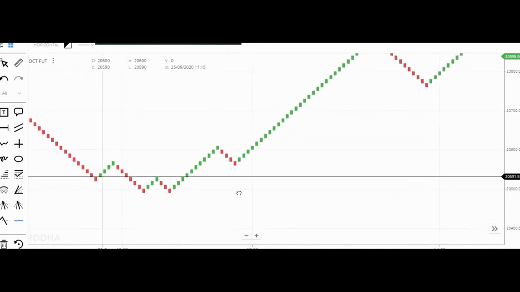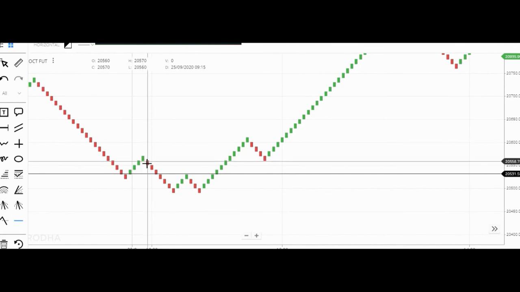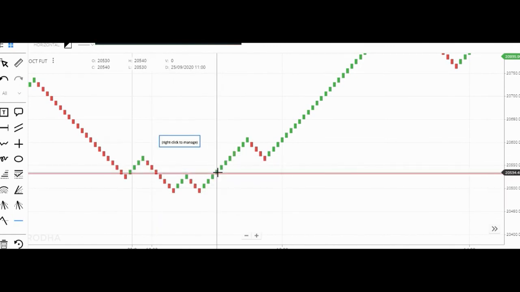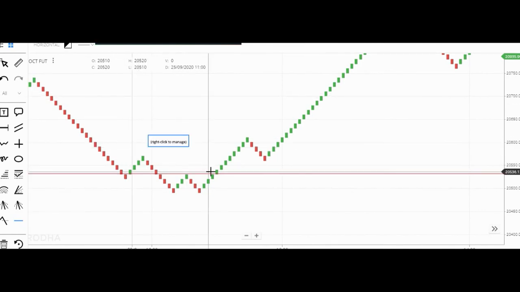So at least, see, this is looking like a W from here to here like this. At least one brick should be formed and stayed above this neckline. Then only we have to take the entry. Okay, that means we will be taking the entry above the first brick.